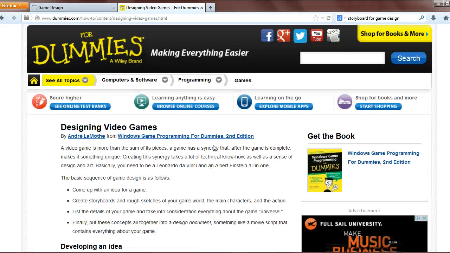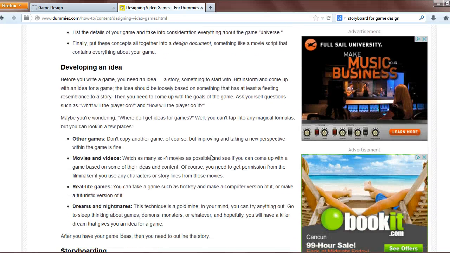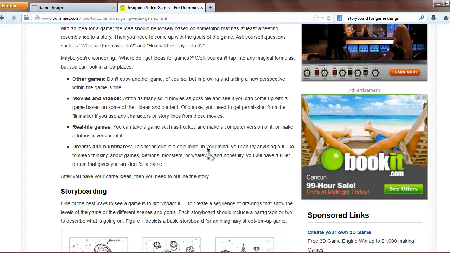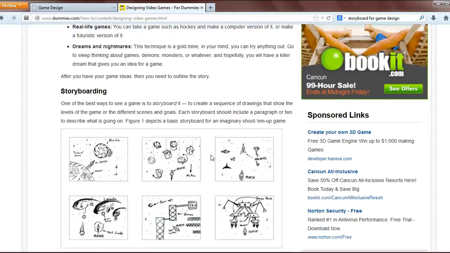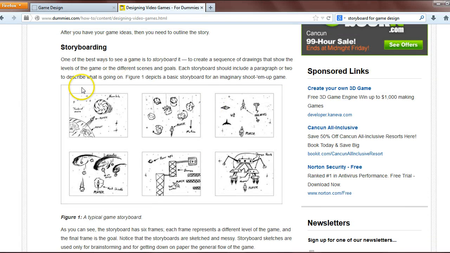So I found this just by simply searching for storyboard for game design. You can get some more information here. It does talk about it in your text, so if you want to read over that section again in your text, that's fine. But here's just another example of storyboarding. So you've got to include some images.